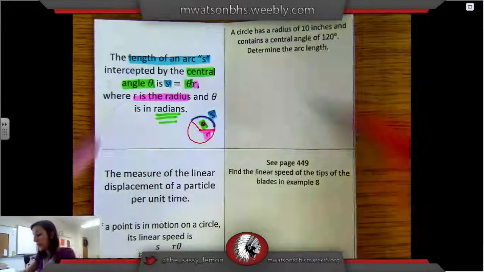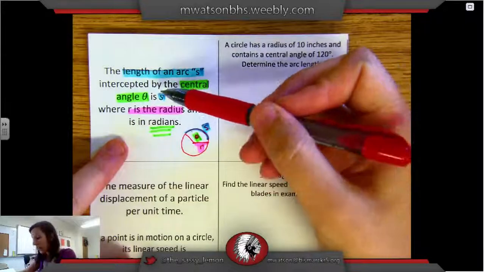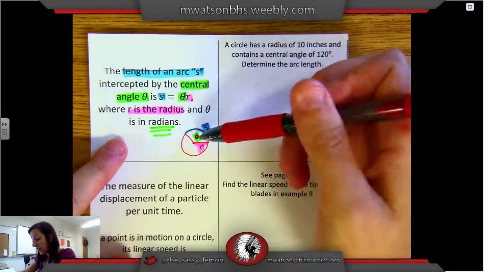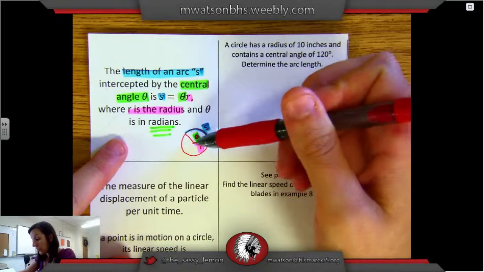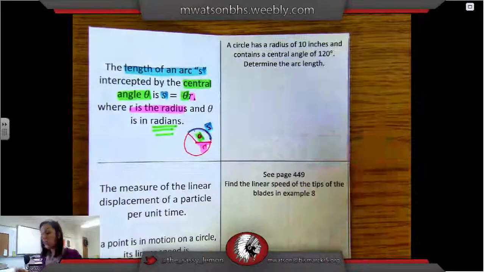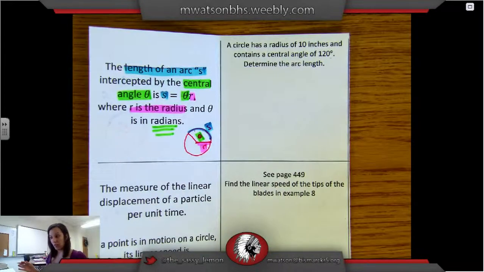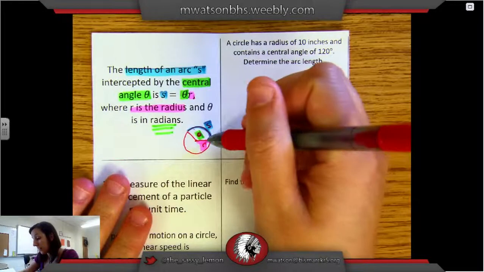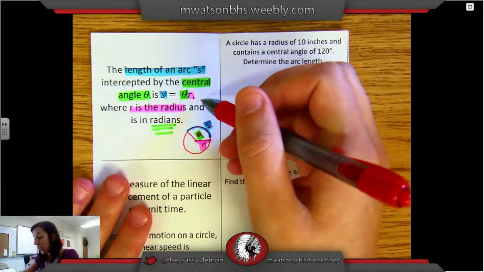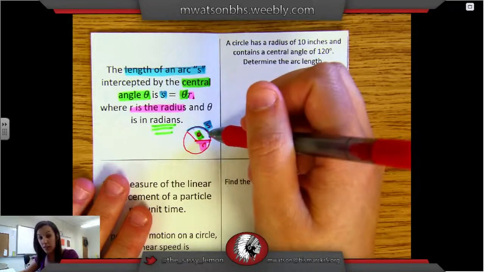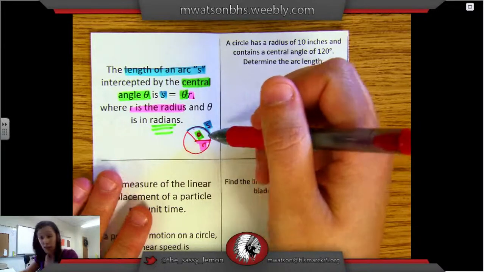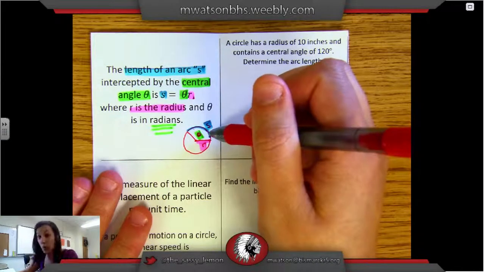Okay, so it's a pretty straightforward formula. The arc length is equal to the radian measure times the radius, which should be familiar because a couple years ago, or maybe last year, you did this in geometry. We calculated arc length in geometry. And basically, this formula is taking a chunk of the circumference. Okay, and I digress, so I won't go too much more into that.